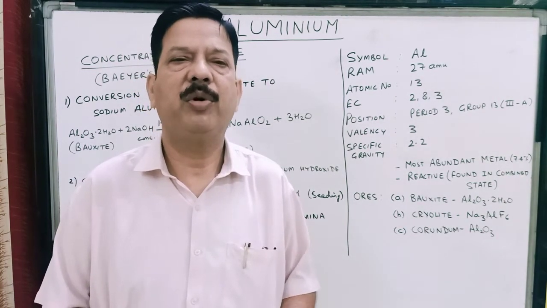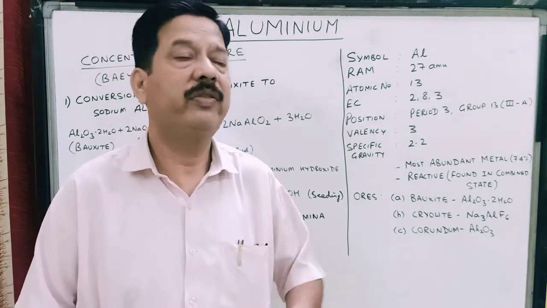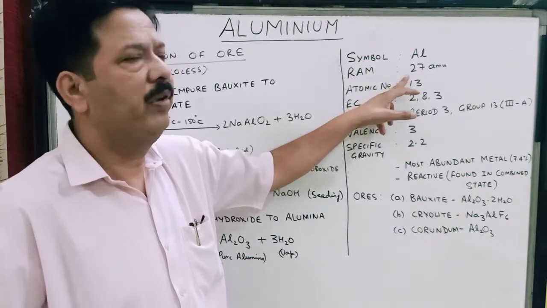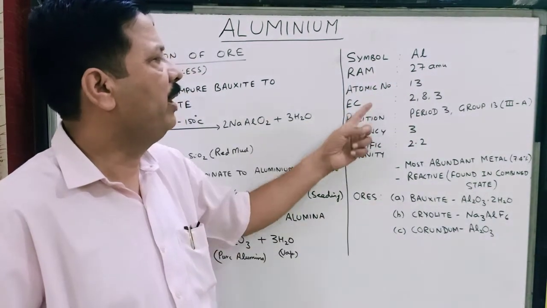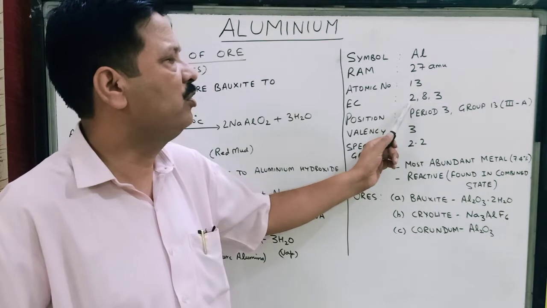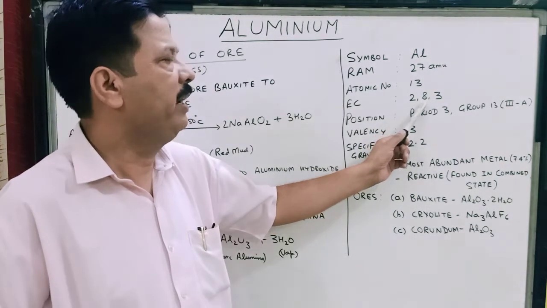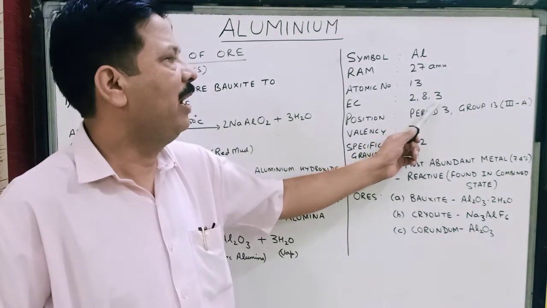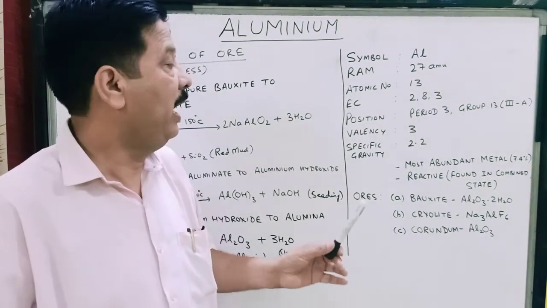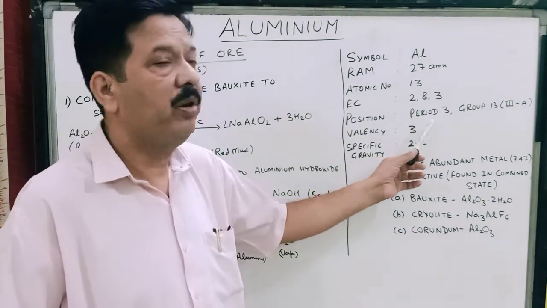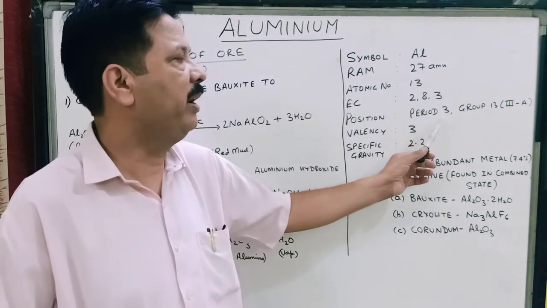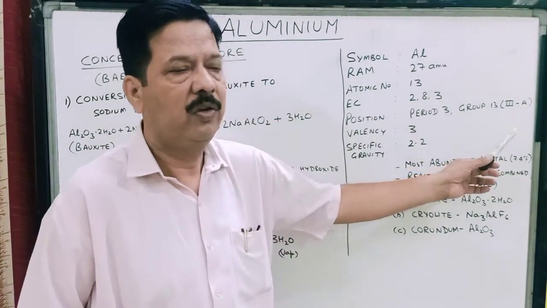So children, when we are talking about aluminium, we'll first study about aluminium. Its symbol is Al. Relative atomic mass of aluminium is 27 amu. Its atomic number is 13, so its electronic configuration is 2, 8 and 3. That means 2 electrons in the K shell, 8 electrons in the next shell, and in the last shell we have 3 electrons. Since it has 3 electrons in the last shell, it is a metal and its valency is 3. Its position in the periodic table is the third period, because it has 3 shells, and group 13 or 3A. So this is the position.